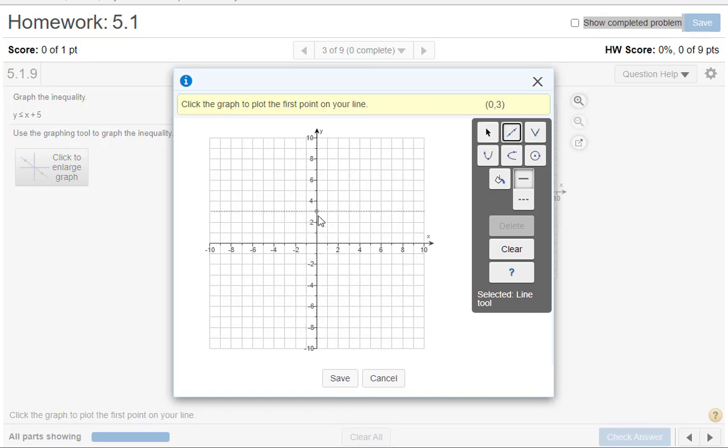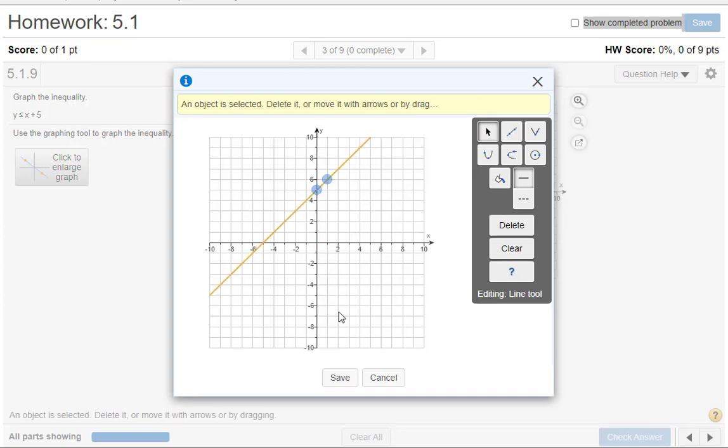So you see, when I come over here, it's looking for a first point. Because I had y equals x plus 5, that's my first point. Now I need another point. Well, I can pick anything that I like. So if I let x be 1, then I'd have 1 plus 5, which is 6, and there's my other one. So you see, there's my line.